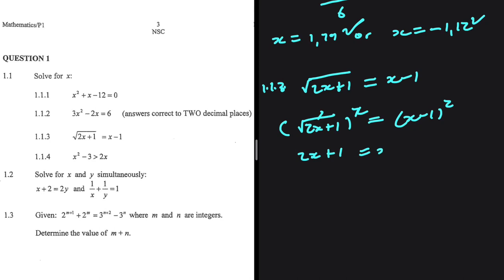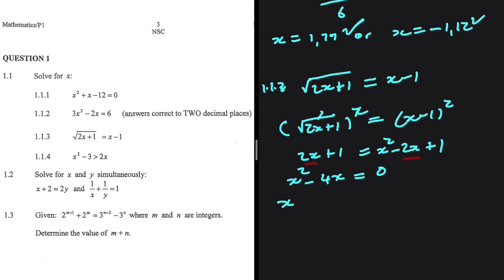x multiplied by x, that is x squared. x multiplied by minus 1, that is minus x. You multiply that by 2, you're going to get minus 2x. And then minus 1 multiplied by minus 1, that is plus 1. We're going to have x squared minus 4x. If you take 2x to the right hand side, it's going to be minus 2x, which is minus 4x. And then 1 minus 1 is 0. So x squared minus 4x is equal to 0.